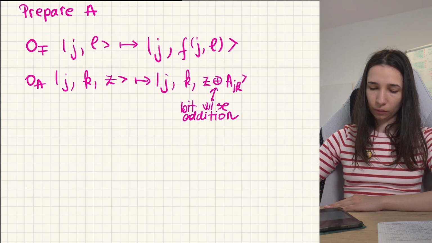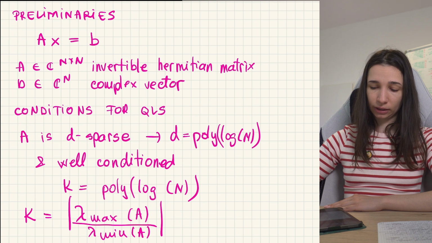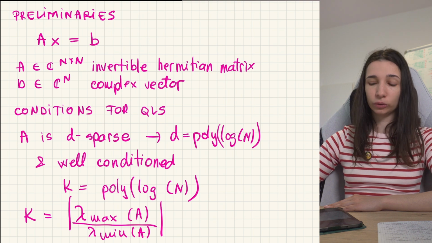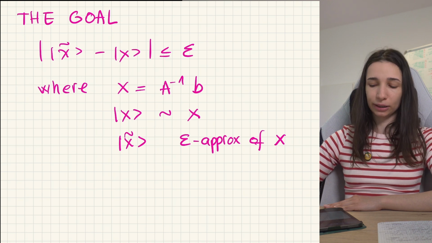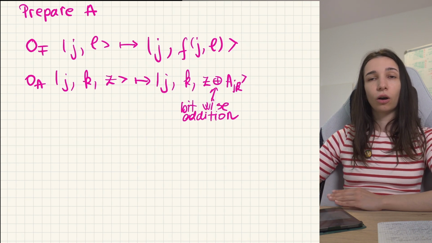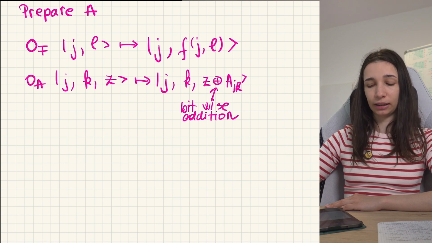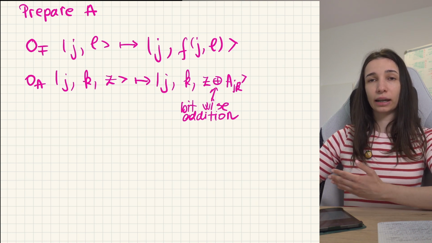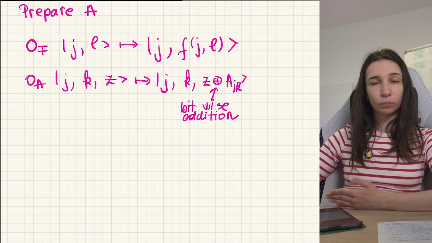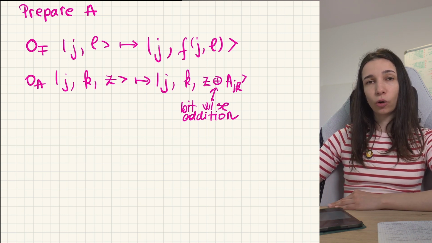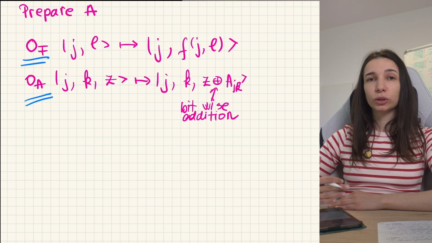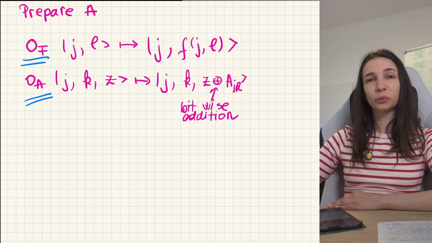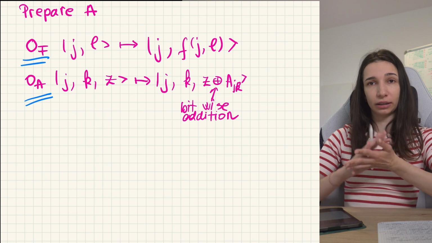Okay, so now we have the preliminaries. We need an invertible Hermitian matrix and a complex vector. The Hermitian matrix must be sparse and well conditioned. The goal is to solve the system of linear equations up to some approximation epsilon. And all of the linear solvers that we are interested in assume the same oracle access in order to prepare A. So what we did in this work was to count the calls to OF and OA. So we came up with some formulas telling us how many calls we need to have to these oracles when we put them together.